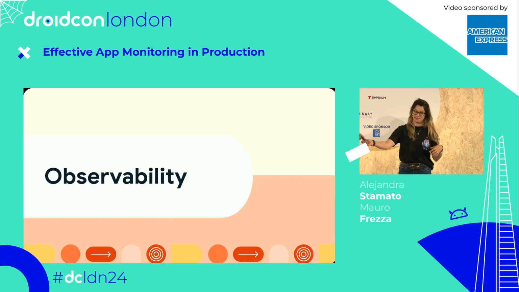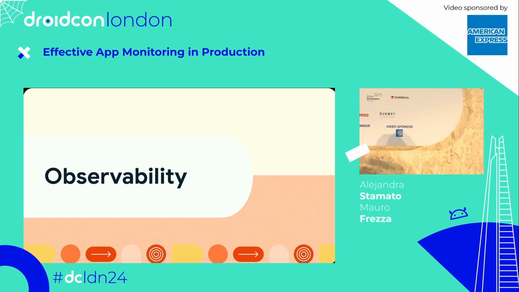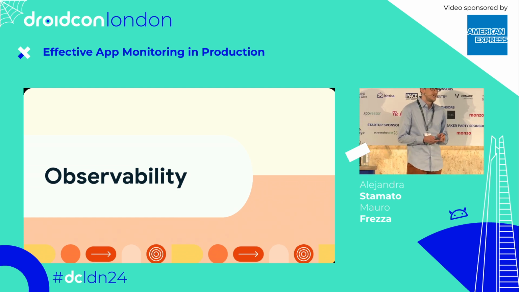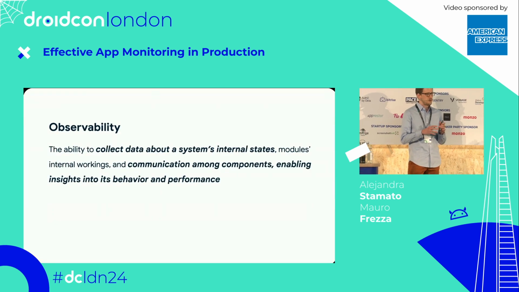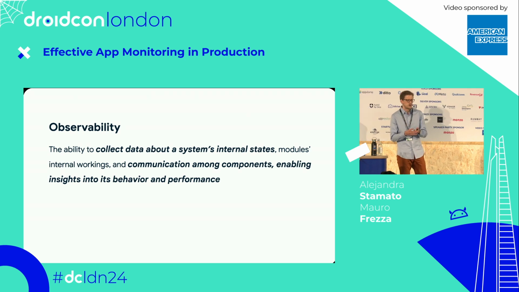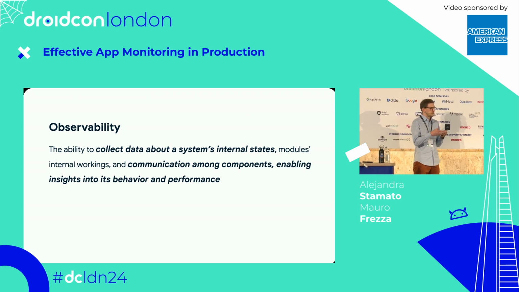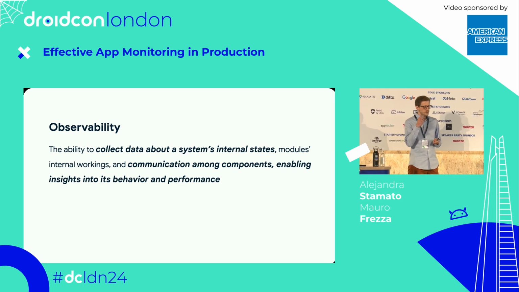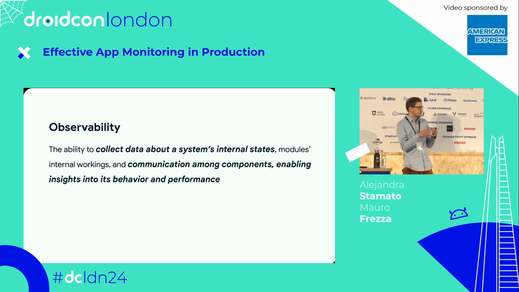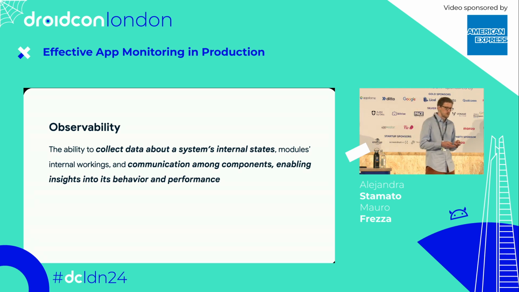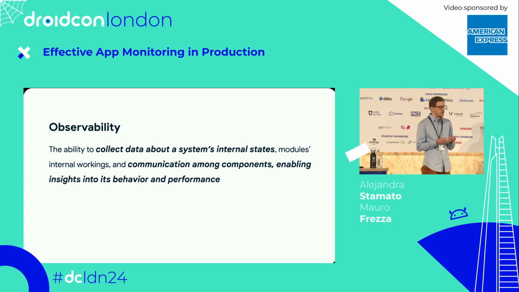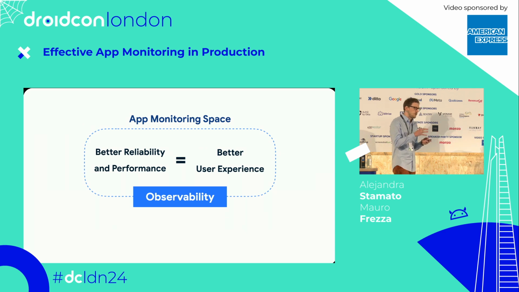We mentioned the term observability, so I think it's useful to define what it is. You should think of observability as a characteristic of a system, in this case your application, that allows you to observe internal states and how the internal parts communicate. So you want an application that allows you to see the internals in certain ways using monitoring tools. But why would you do that? The reason is that you want to improve the reliability and the performance of the app so you can provide a better user experience.